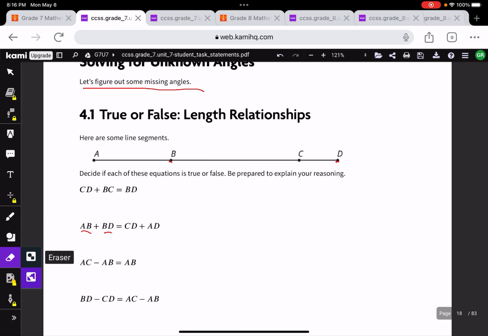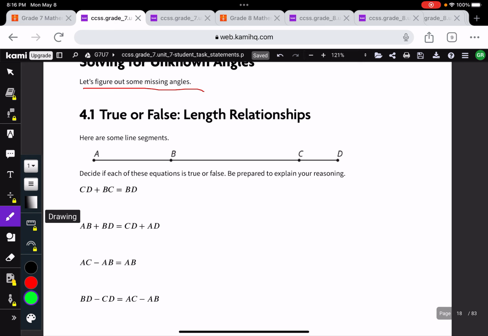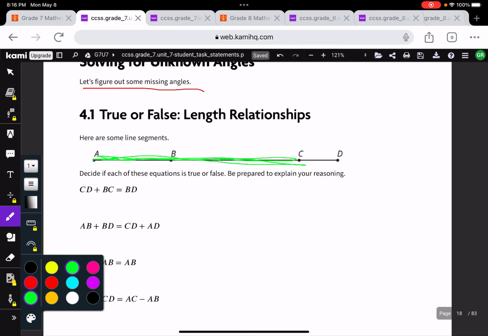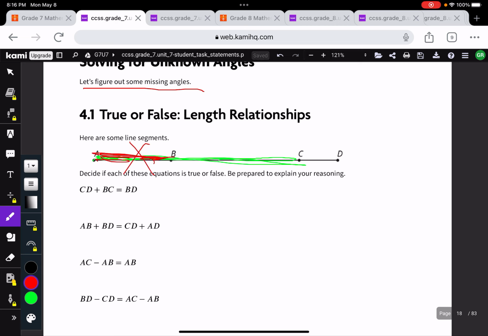Ooh, this one looks tricky. A little bit of subtraction. AC, that's that distance, minus AB. If I get rid of, minus AB, well, that leaves me with BC. Is that equal to AB? No, that should be BC is what it should leave me with. So you are false. And everything I just said is my reason.